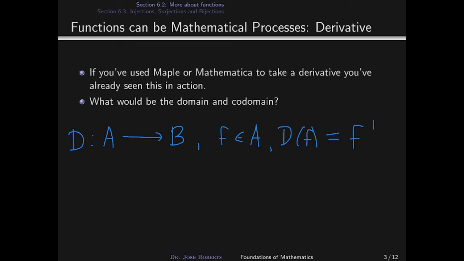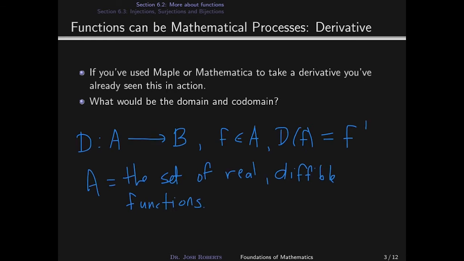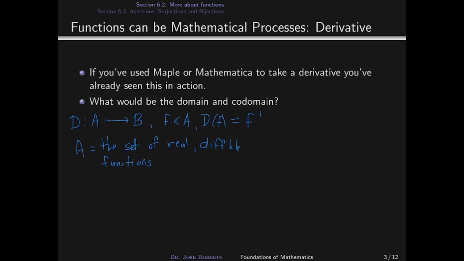So that means that A is going to be the set of real differentiable functions. Well, what does that mean? Let me make some more room here. That means that, for example, the function f of x equals x squared would be an element of A because that has a derivative. You know, all polynomials would have derivatives.